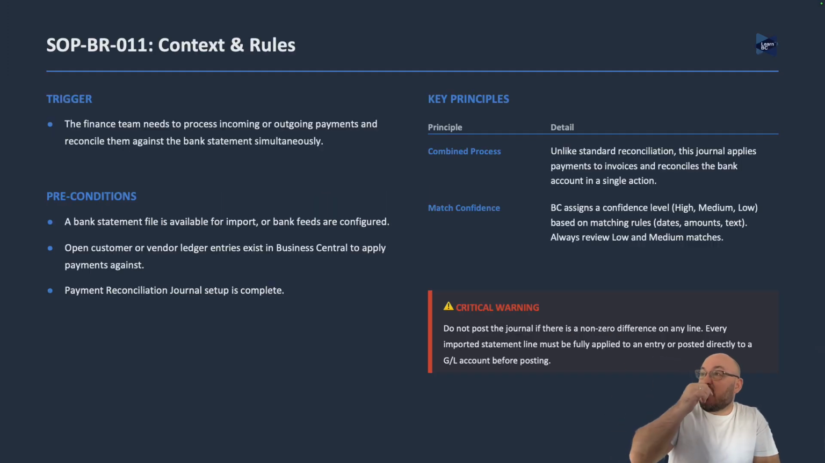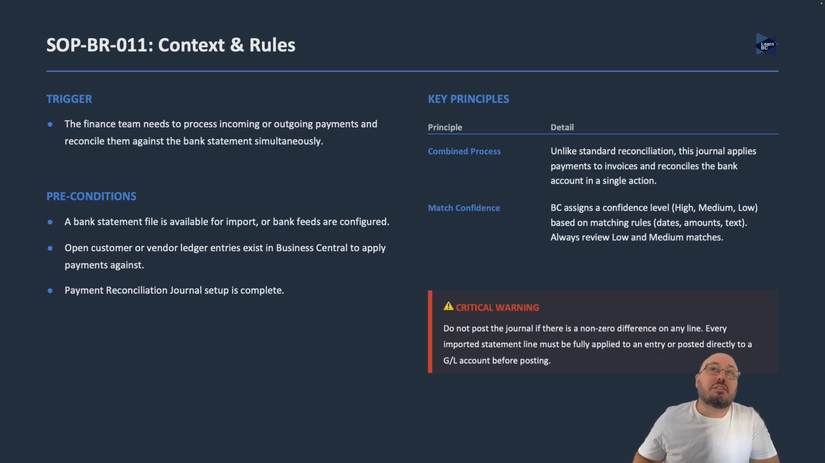The trigger here is the finance team need to process incoming and outgoing payments and reconcile them against the bank statement simultaneously. The preconditions is the bank statement file is available for import. We've gone and fabricated one today. Open customer vendor ledger entries exist in Business Central to apply the payments against, and Payment Reconciliation Journals setup is complete.